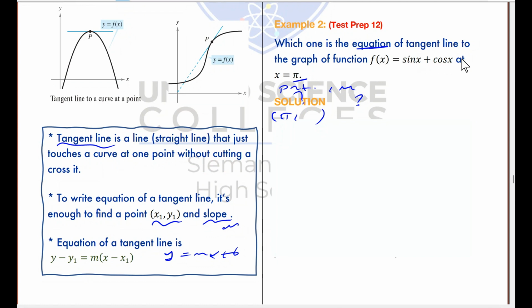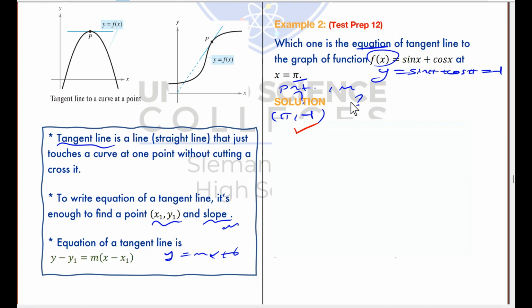So f of x is this. F of x means y. Y equals, insert pi for x, sine pi plus cosine pi. Sine pi is 0, cosine pi is negative 1. So now I know the value of y. So I got my point. I got one of the unknowns. Now find the other unknown, the slope.